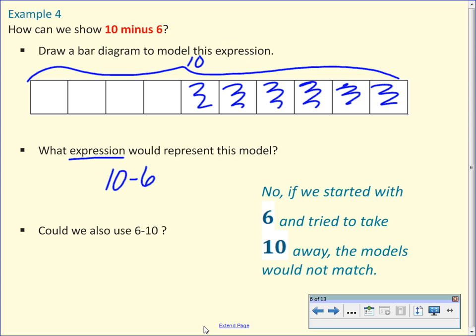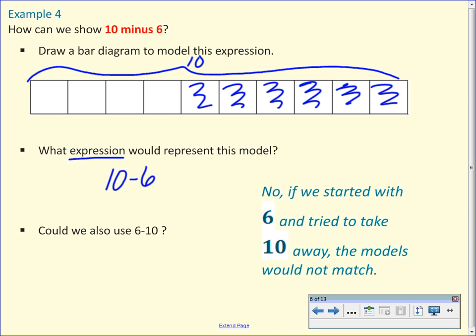Well, that's the problem. We would have 6, and to take away 10, then we would get into different colors, and that's not something we're going to worry about because we're not doing negatives this year. Wouldn't the sum match though? Right. Addition has different properties than subtraction. Subtraction doesn't follow the same rules as addition. So this would not work.